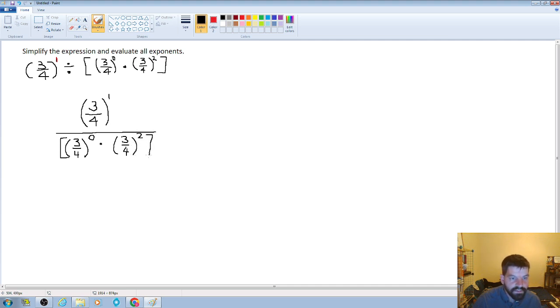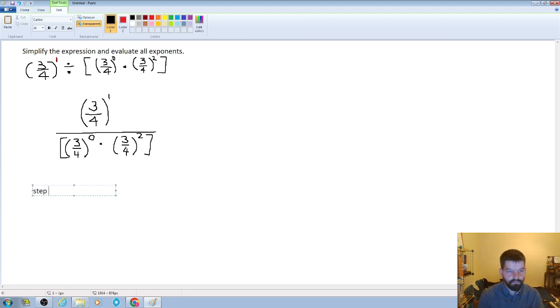Now, if you consider it, I haven't really done anything yet to solve the problem, but I have reformatted it in a way that is very clean and, again, very organized. But now we can start approaching solving the problem. So step number 1 is going to be using the product of powers property to simplify the denominator into a single term.